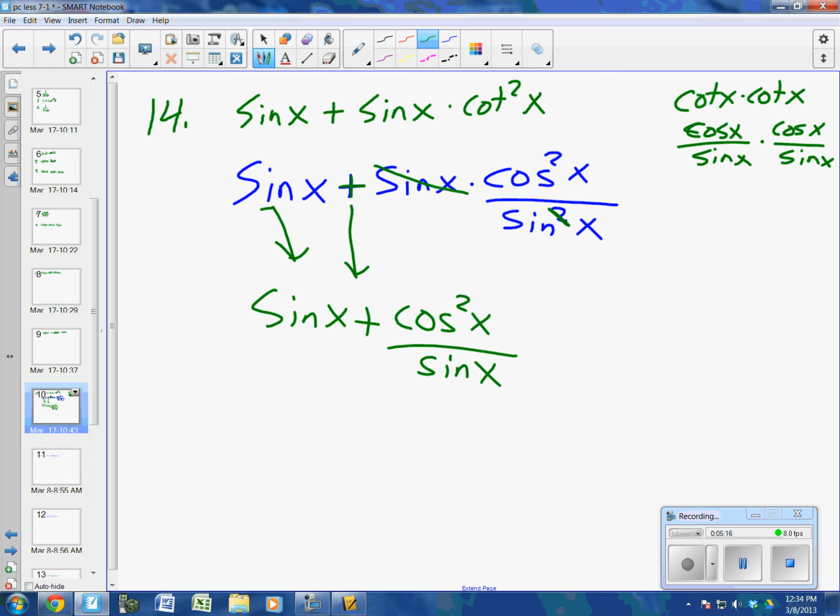And then if you want to combine them, cosine times cosine is cosine squared, and sine times sine is sine squared. And that's why I had sine squared right here, because cotangent squared is equal to cosine squared over sine squared. The quotient identity is one of the identities, it just didn't have a square in it. But like I showed you right here, we can rewrite it as cotangent times cotangent, and we know cotangent can be written as cosine over sine, right?